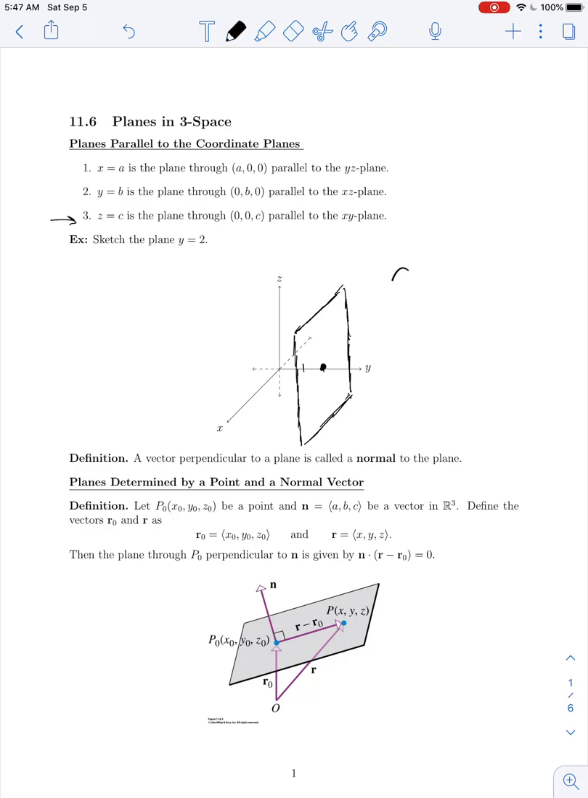All right, and I'm just going to note here that this is an infinite plane. What I mean by that is this plane extends infinitely in the x and z directions. So this actually continues, and this right here is a point on the plane.